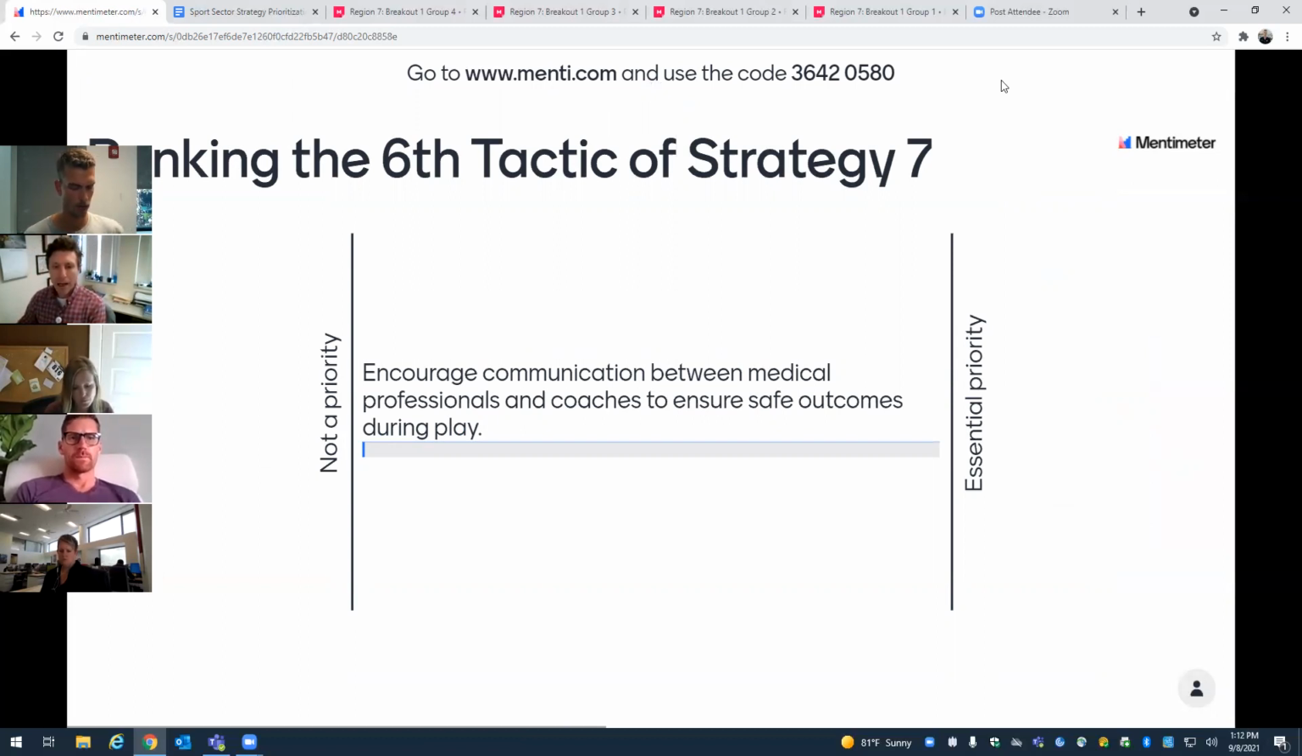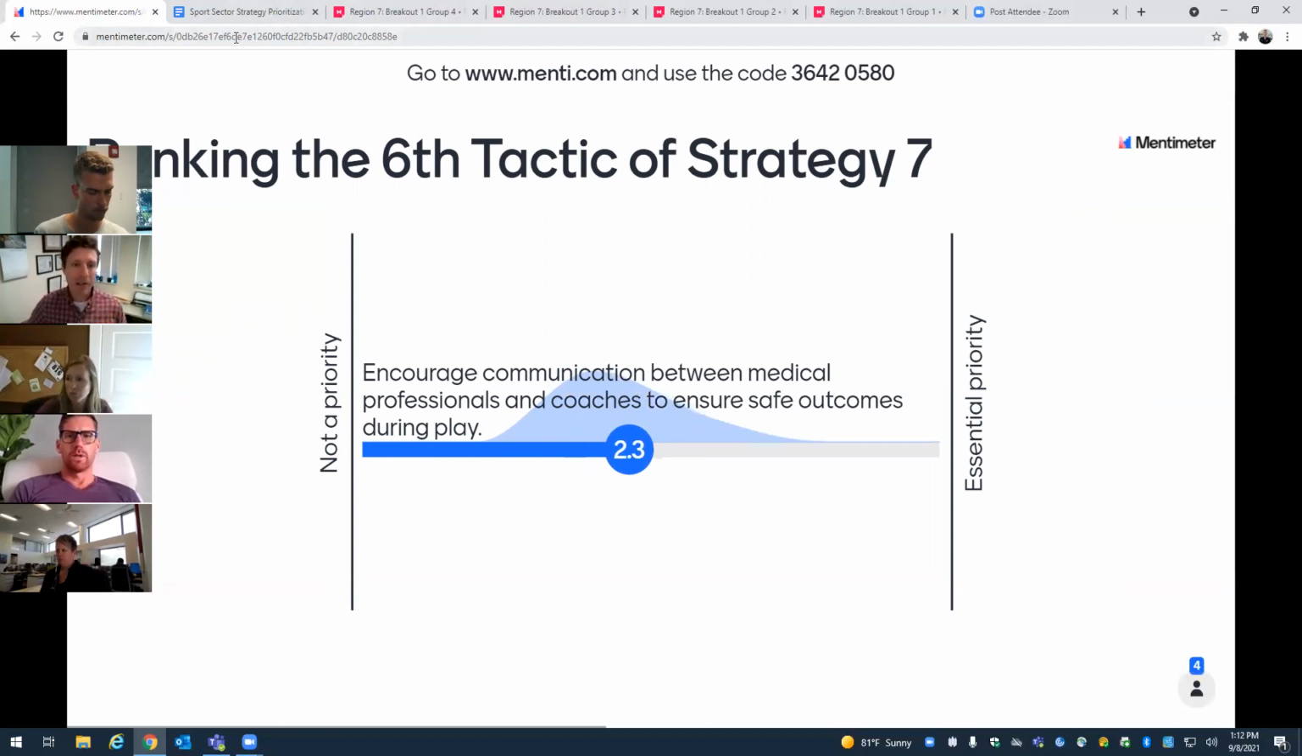Just as a reminder, strategy 7 is coaches, game officials, parents, and caregivers should create safe and inclusive environments for sports participation that promote physical activity and health for youth and adult participants. So that's the overarching strategy.